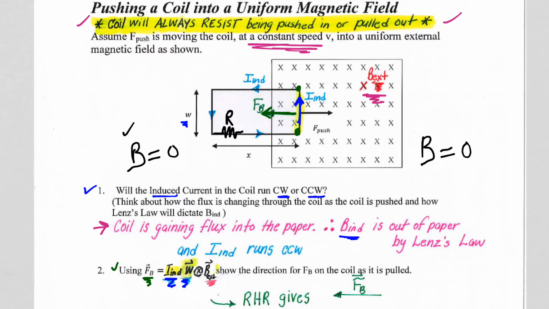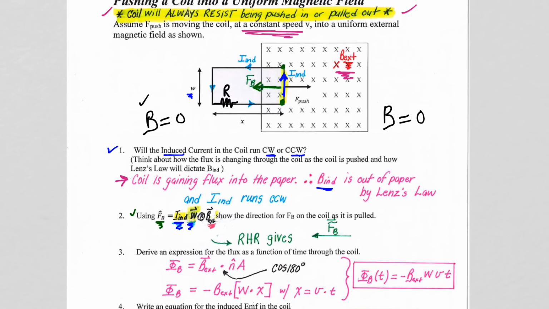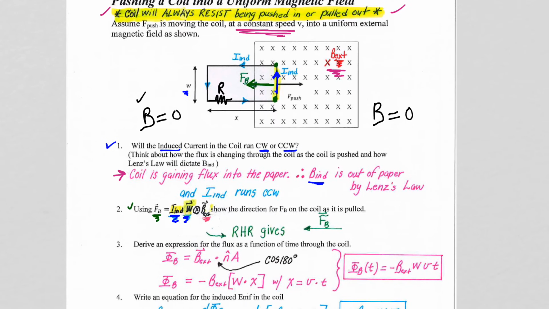Okay, so let's get the expression for the flux. Now, getting the expression for the flux is a little bit tricky in that the flux is going to be a function of time, because we know the flux area, right? This area is going to be changing as this x distance, this base, gets bigger as the coil is pulled to the right.